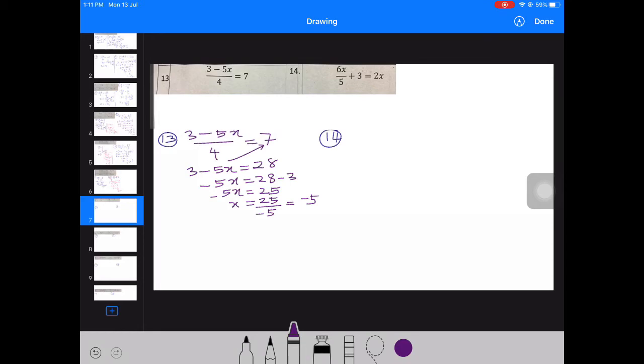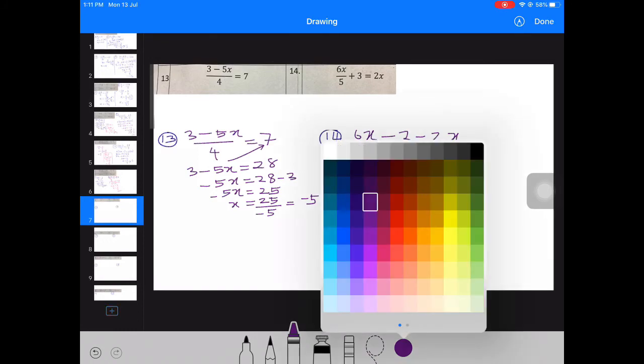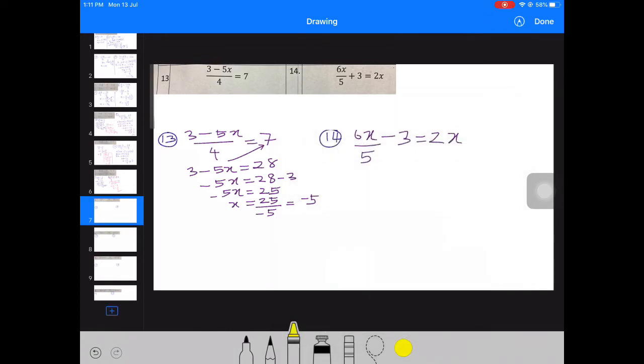We have two terms on the left. 6x over 5 minus 3 equals to 2x. Okay, if we want to remove the 5, the fraction, you must remember that you have to multiply with all terms. So 5 here you multiply, you don't do cross multiplication actually, you multiply with every term.